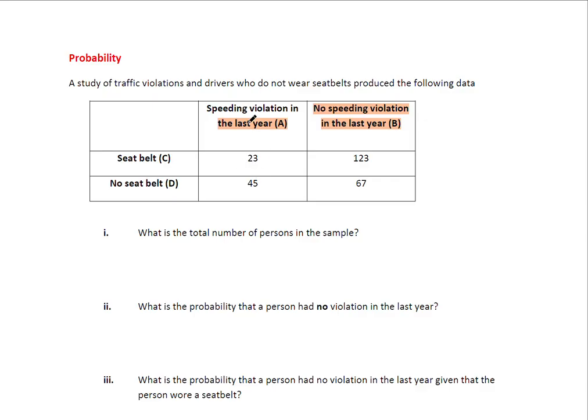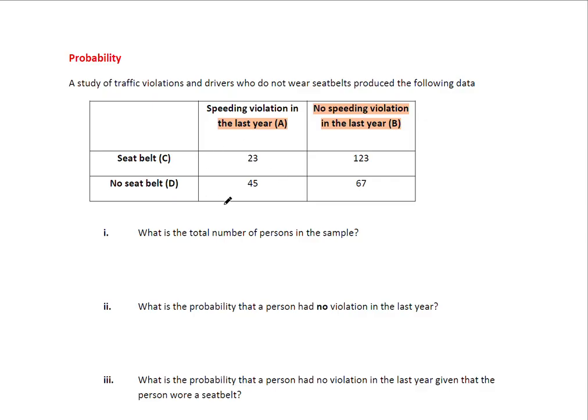The column variables are speeding violations in the last year, which is A, no speeding violations in the last year, which is B, persons who wear seatbelts, which is C, and persons who wear no seatbelts, which is D.